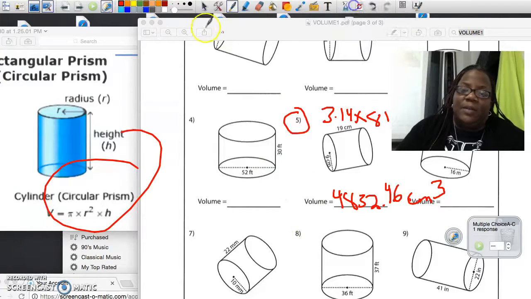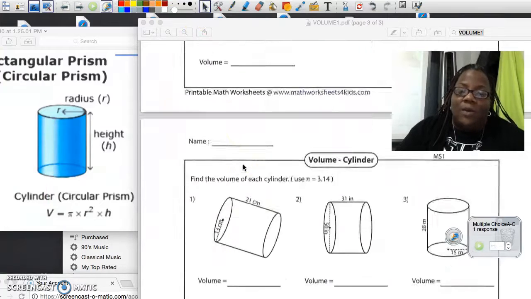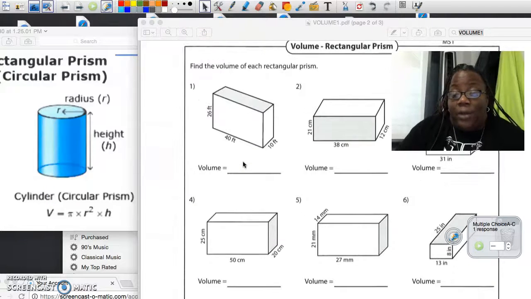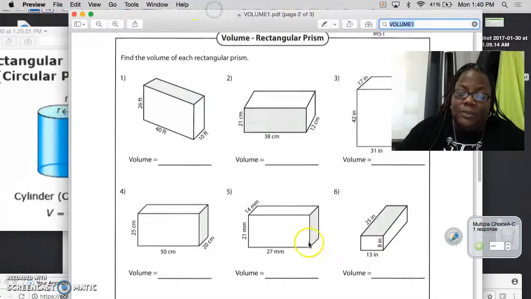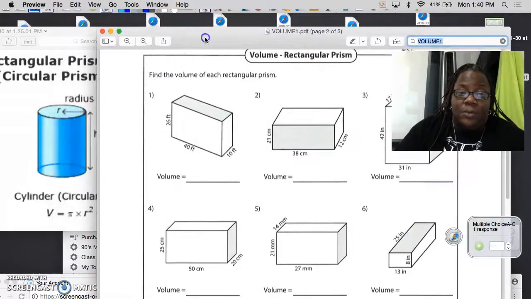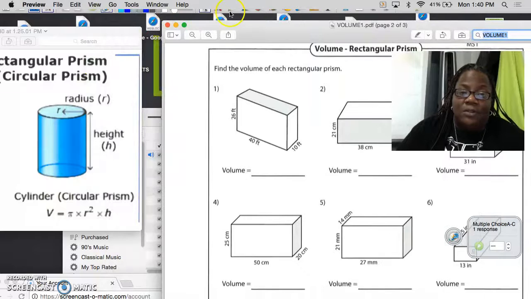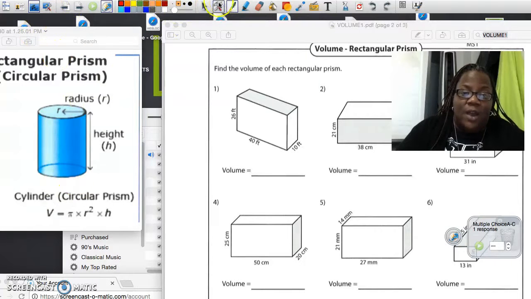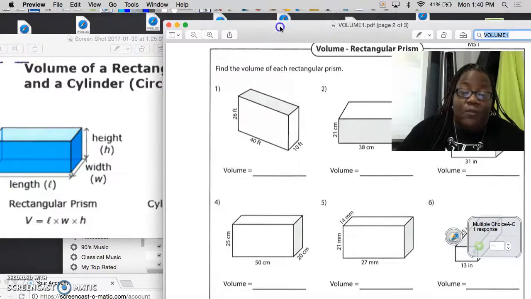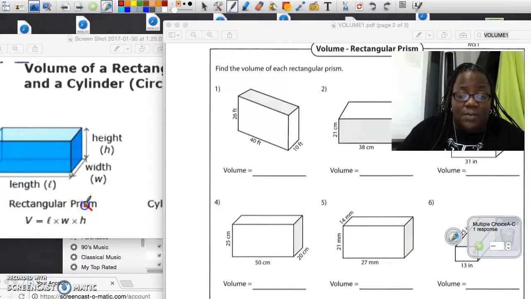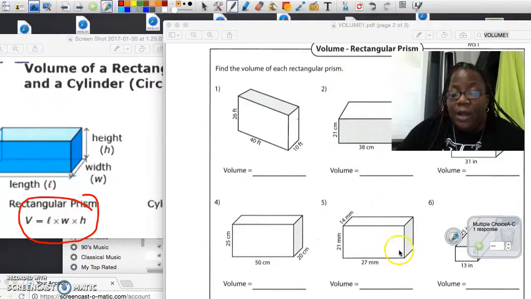All right, now let me go back up and do one more. A volume for a rectangular prism. Let's take this one for instance. Remember, the rectangular prism formula for volume is this one, for volume, not surface area, which is the easier one. And all it is length times width times height. So basically, what you're doing is just multiplying all three of these numbers together.